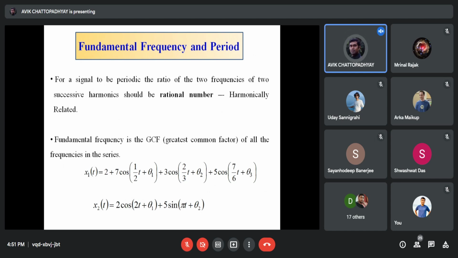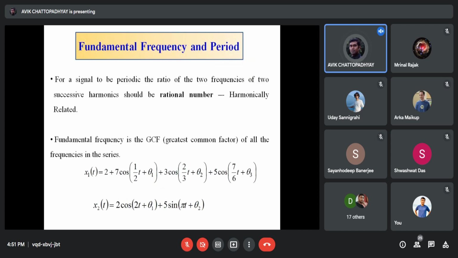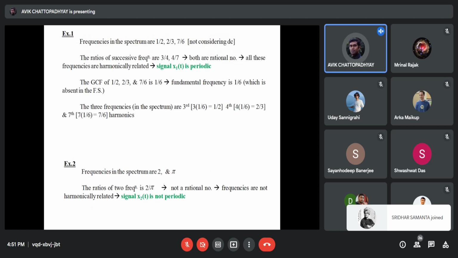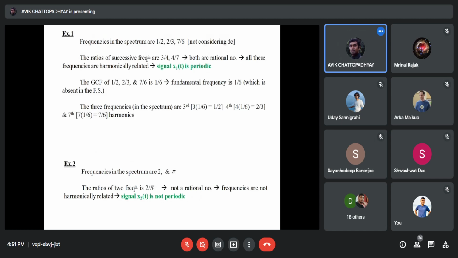Similarly, if you take the second example, just by inspection you can say no, it is not periodic, because there is pi. In the frequency spectrum, you will have a 2 and a pi, so when you take the ratio, it is not going to become a rational number because there is a pi. Just by looking at it, you can say it is not a periodic signal. But at least you have to give some argument. If it is an MCQ, you just write yes or no, whether it is periodic or not. But if it is not an MCQ, even though 1 mark is allotted for the question, you have to write something.